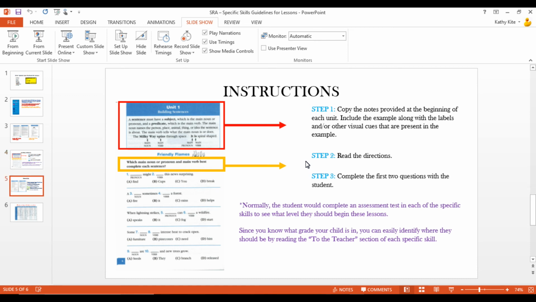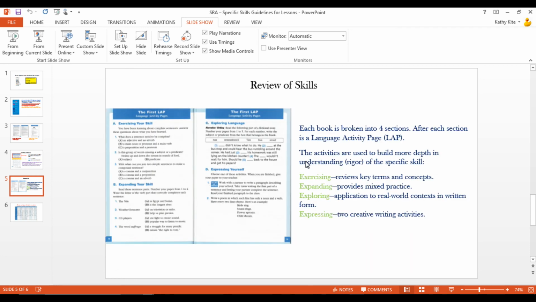And then we actually have, in the next slide, the layout. So this book is broken into 4 separate sections. They do go in chronological order, so once they do the first 1, 2, or 3 units, usually it's 2 or 3, sometimes it's 4, there is a language activity page. So it goes A, B, C, and D. These are the things it's looking for. So your exercise, so this is key terms and concepts for A. B is going to be expanding, so you're going to be doing mixed practice.